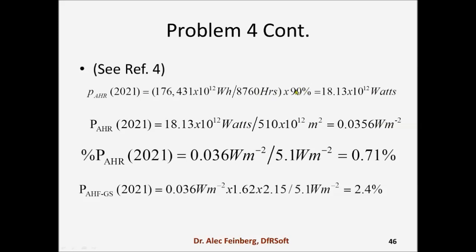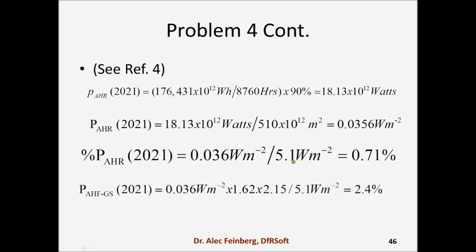Now I've multiplied that by 90%, and what I'm saying here is that not all the energy goes directly into heat. A lot of climatologists use 100%, that all energy consumption goes into heat. So I explained that that's not true, and that's explained in reference 4. Okay, now, so we have an estimate for that. That's our watts, 18, 10 to the 12th, and what we want to do is divide that by the area of the Earth, and that comes out to about 0.0356 watts per meter squared.